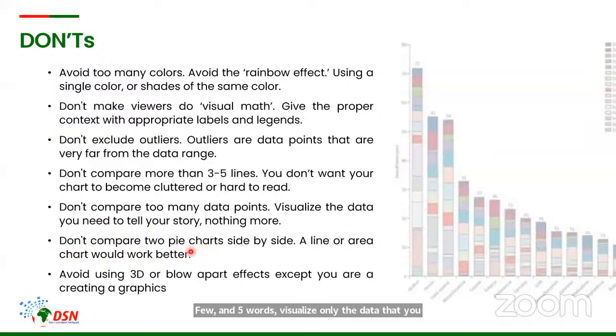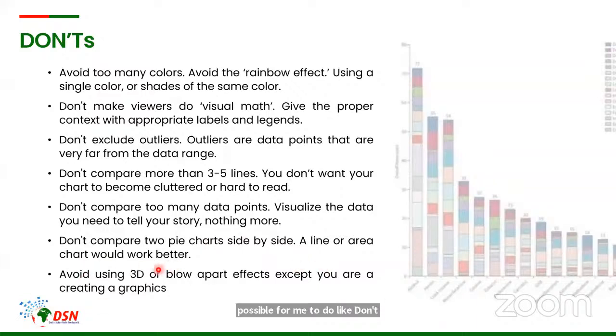Don't compare two pie charts side by side. It is bad. A line or area chart is okay. Say this pie chart is representing the population of men and women, and you now see this pie chart is representing educated and non-educated. You are not expecting me to understand the relationship between the men that are educated and the women that are not educated. It is not possible for me to do. So don't compare two pie charts side by side.